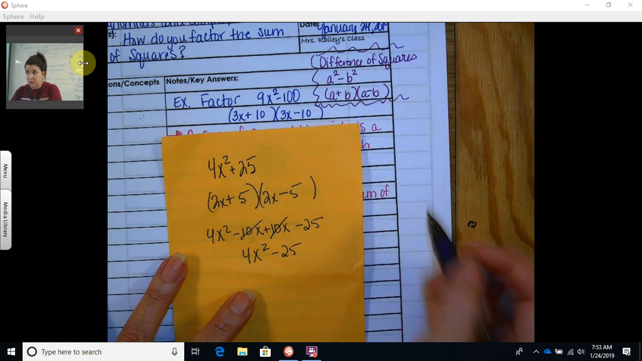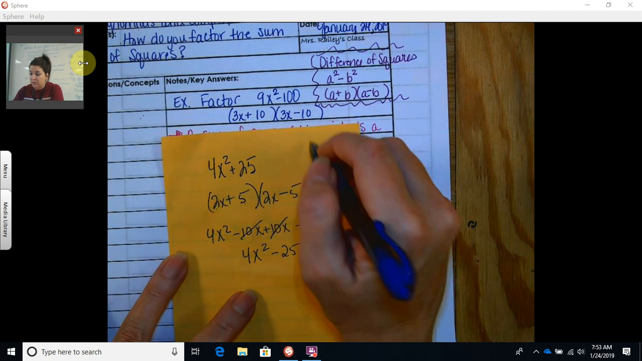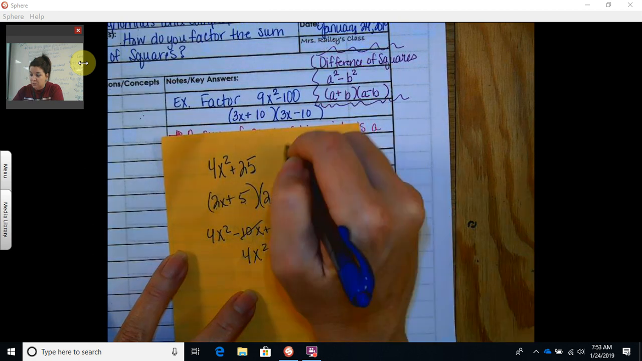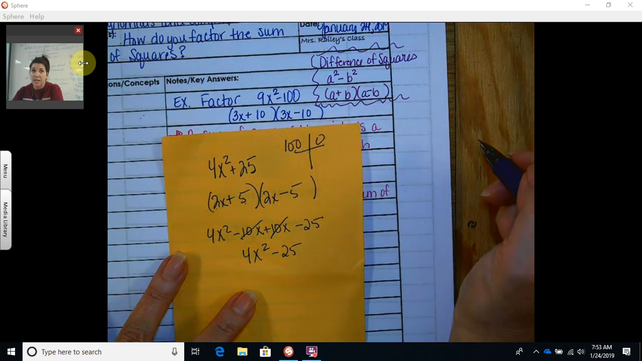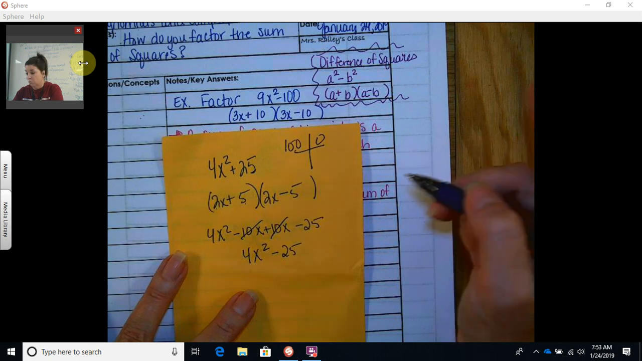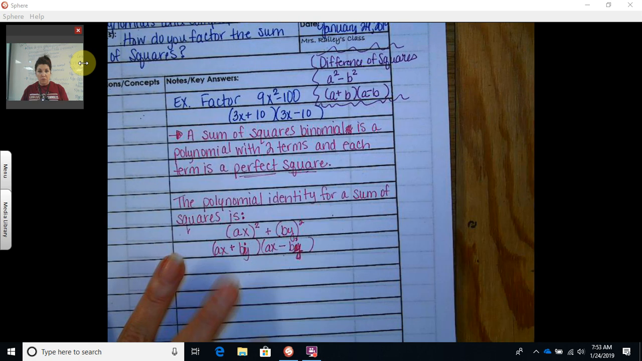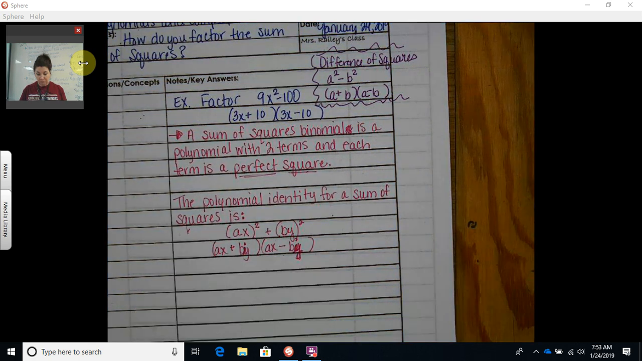All right, there's no two numbers that you can multiply together to get a times c, which would be 100, and add to get 0. It's not possible. But you can have two imaginary factors that multiply together to give you 4x squared plus 25. Okay, so that's why this has its whole different identity. It's different than difference of squares.